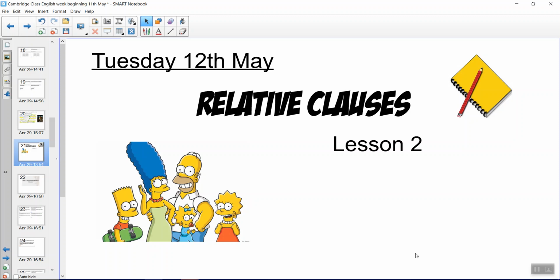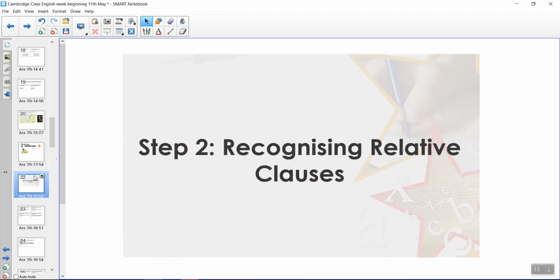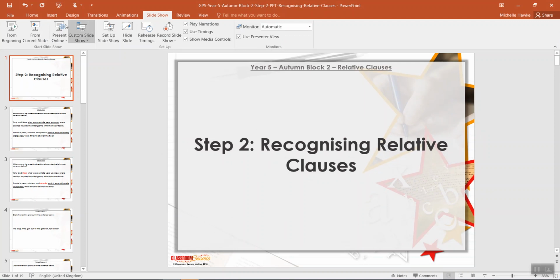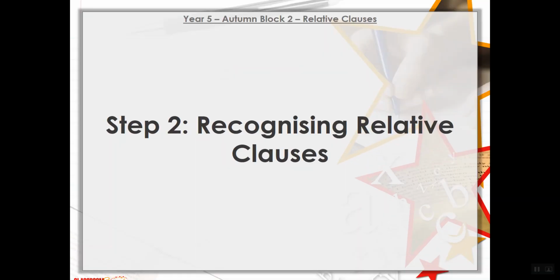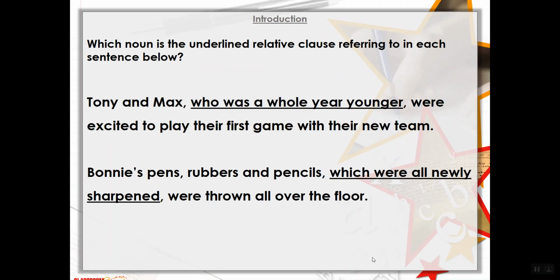Hello again, children. Today we're going to practice identifying relative clauses, and then at the end we're going to find some relative pronouns. So, just like yesterday, let's do some together first. Okay. Recognising relative clauses, it says, which noun is the underlined relative clause referring to in each sentence? Remember, a relative clause describes a noun.